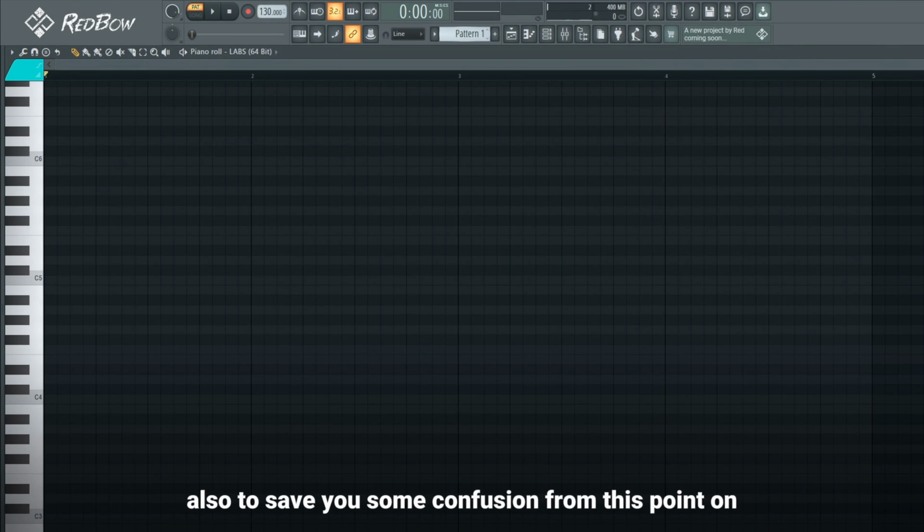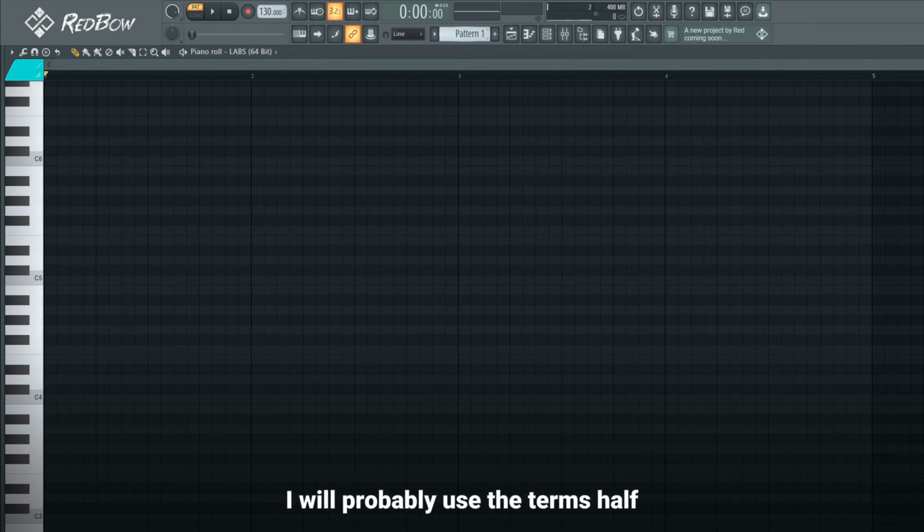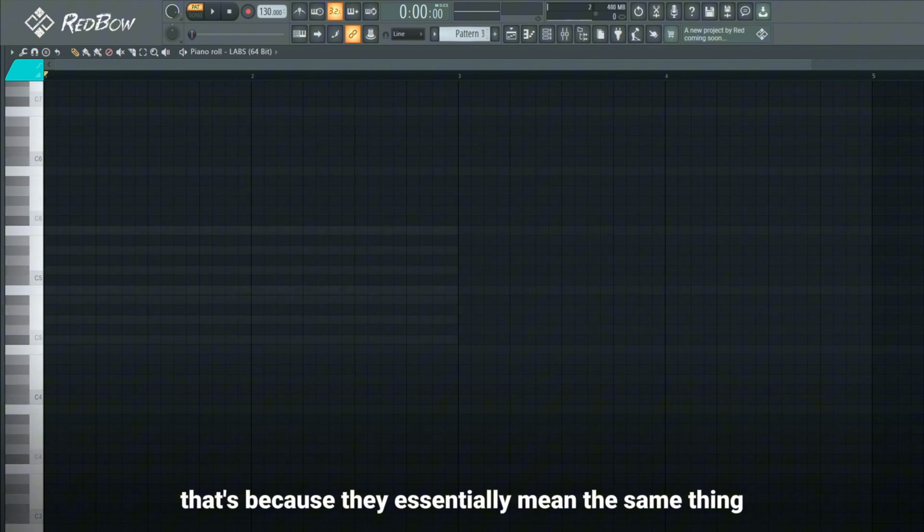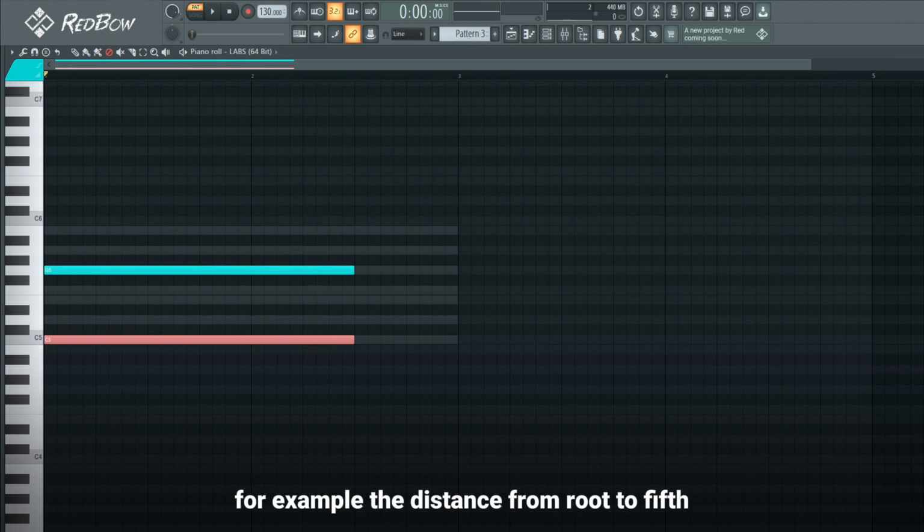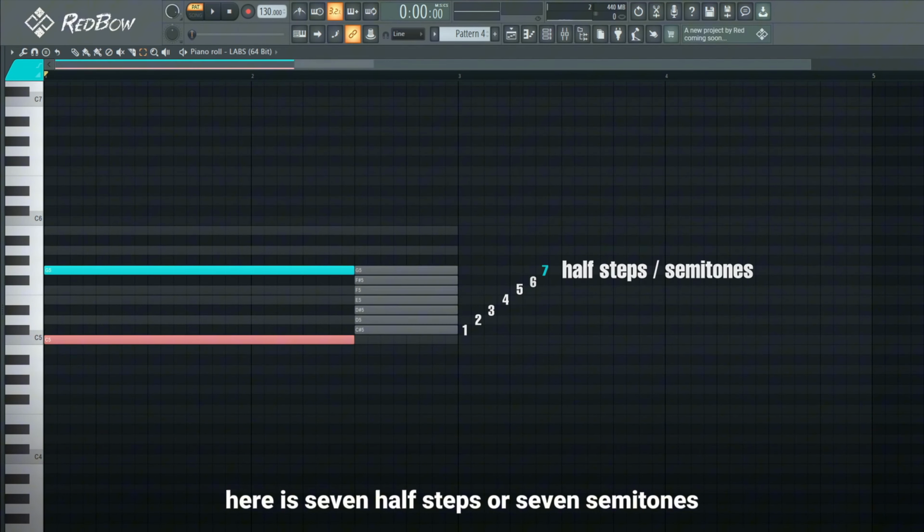Also, to save you some confusion, from this point on I will probably use the terms half step and semitone interchangeably. That's because they essentially mean the same thing. For example, the distance from root to fifth here is 7 half steps or 7 semitones.